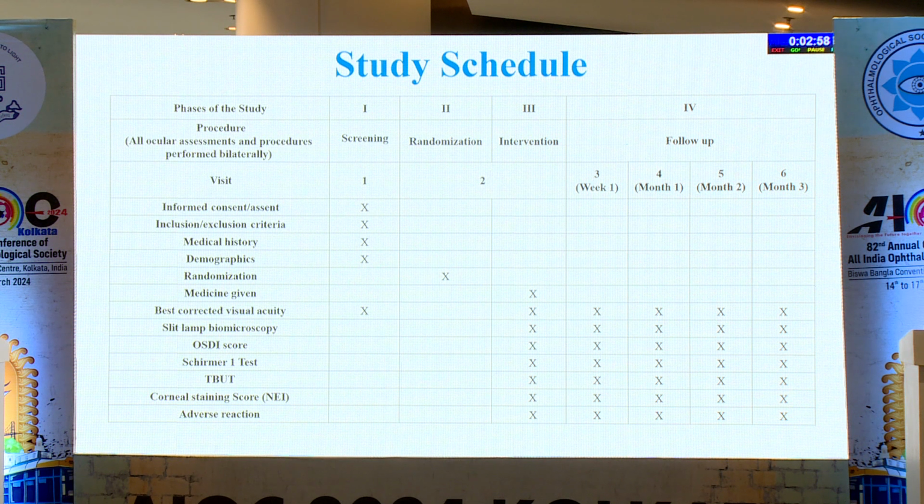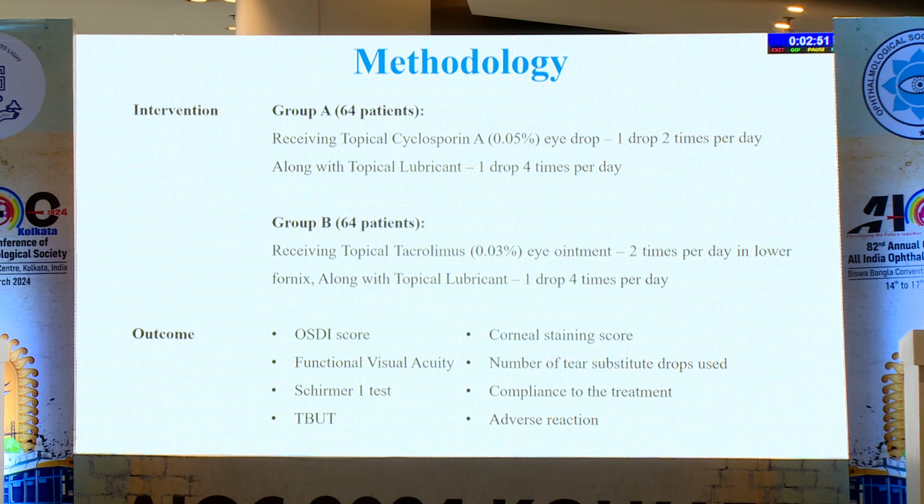The study schedule shows there are 6 visits. First is for screening, second is for randomization and intervention, and 3, 4, 5, 6 were for follow-up. After randomization, patients in group A received topical cyclosporin A 1 drop 2 times per day with topical lubricants, and group B received topical tacrolimus eye ointment 2 times per day in the lower fornix along with the topical lubricants.